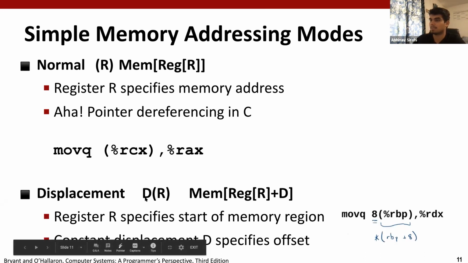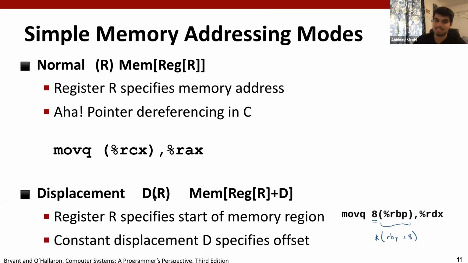So if you take a register R and you have a displacement D next to it, then what you're doing by writing it like that is accessing memory at the register R, whatever is at register R, plus an offset or displacement of D.